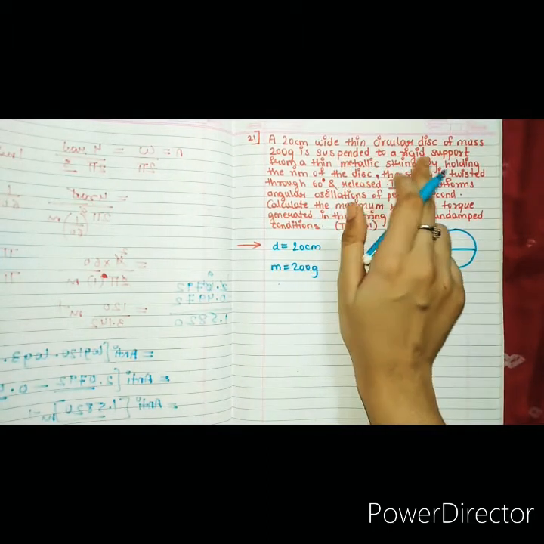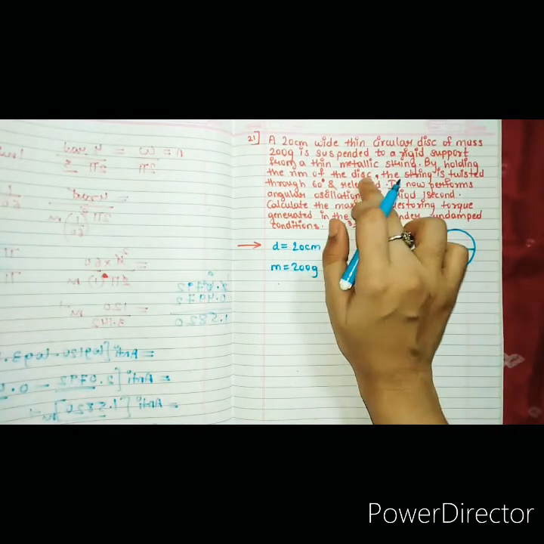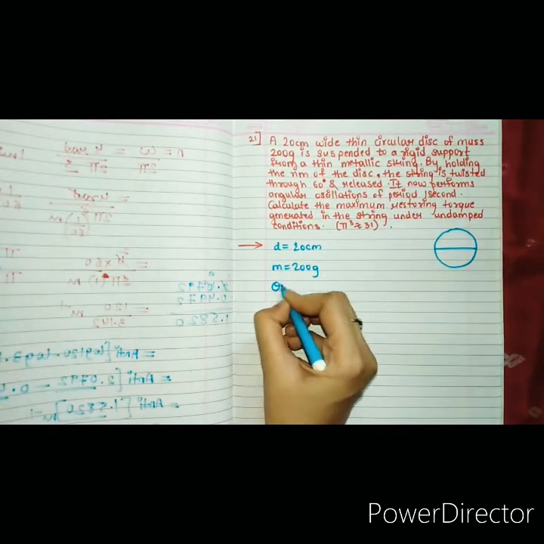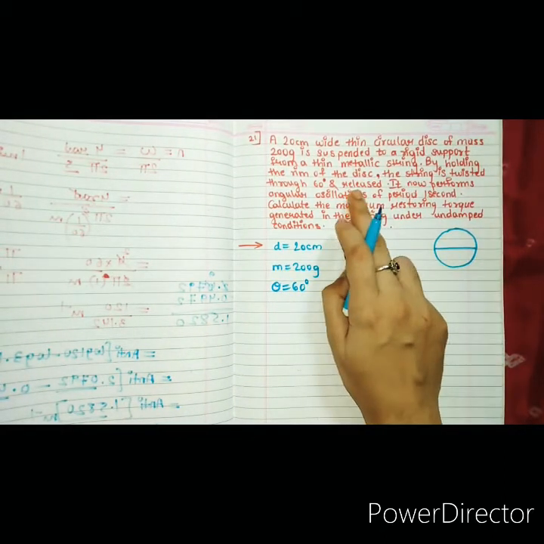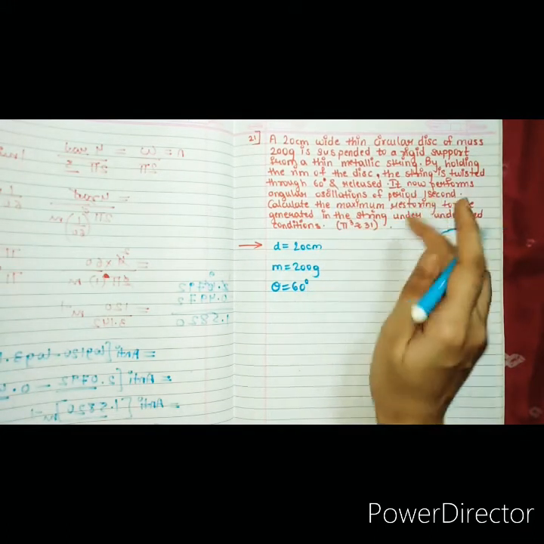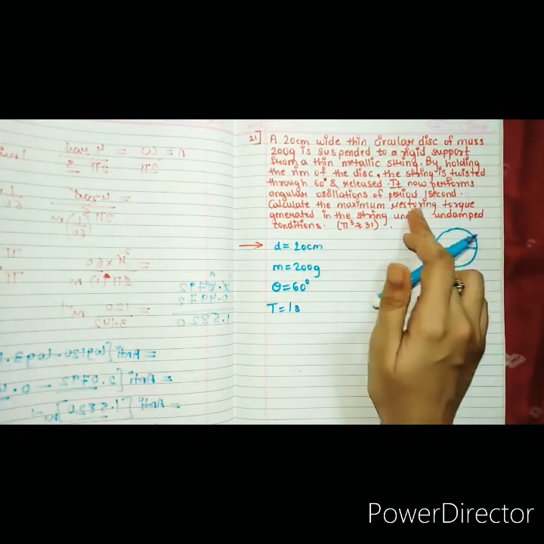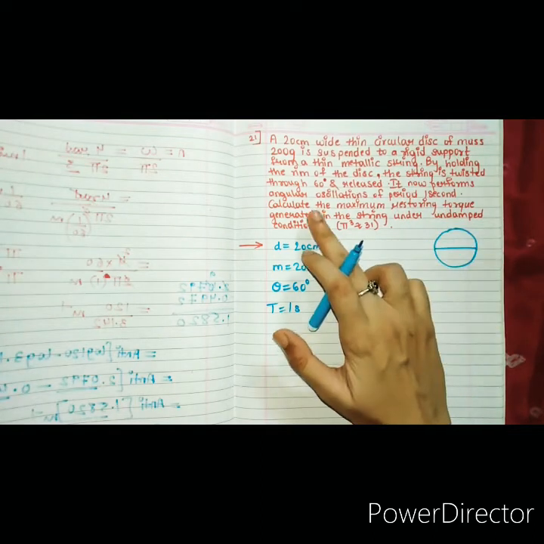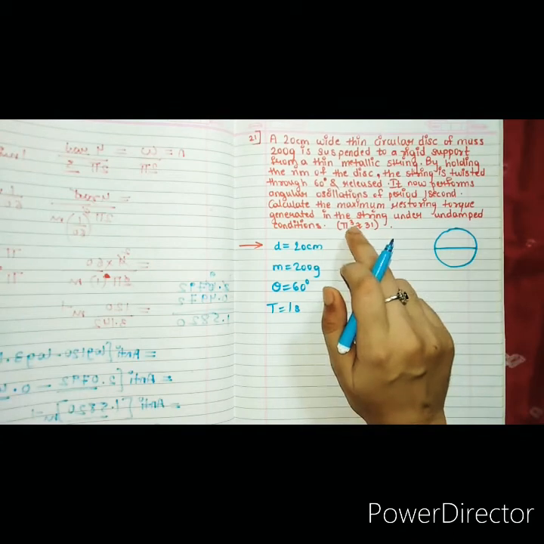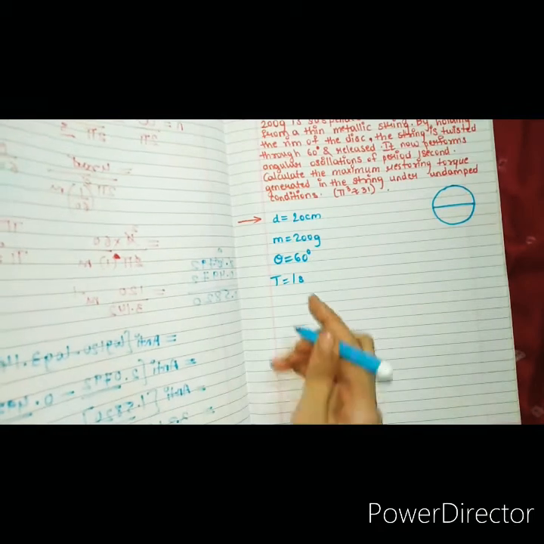After that it is suspended to a rigid support from a thin metallic string. By holding the rim of the disc, the string is twisted through 60 degree. The theta is given to us, 60 degree, and release. If now it performs angular oscillations of period 1 second, we have T, that is 1 second. Now calculate the maximum torque generated in the string under undamped condition, and we are also given that pi cubed is similar to 31.